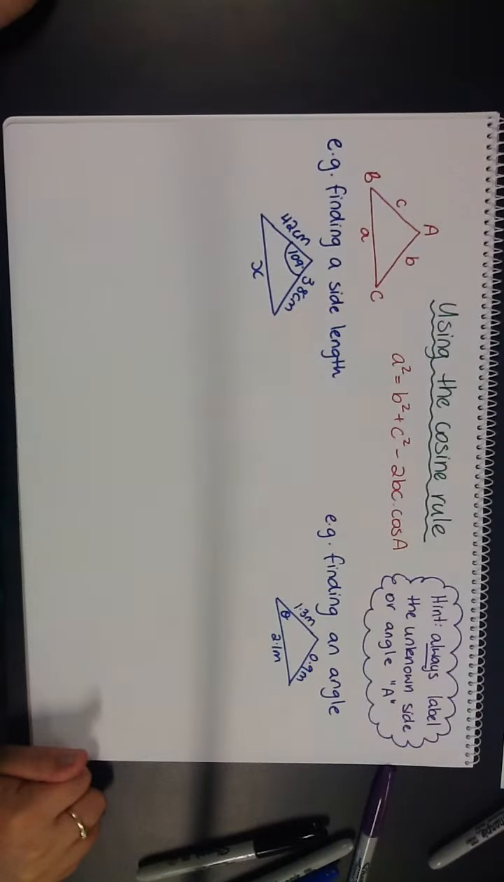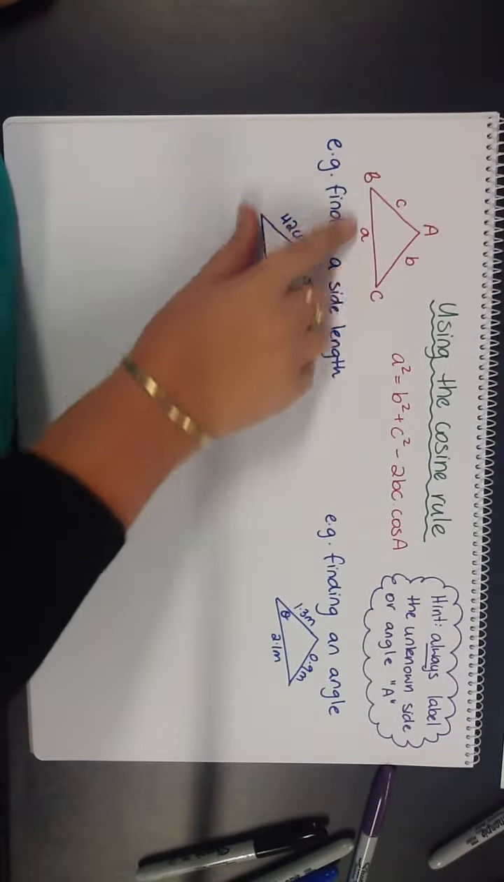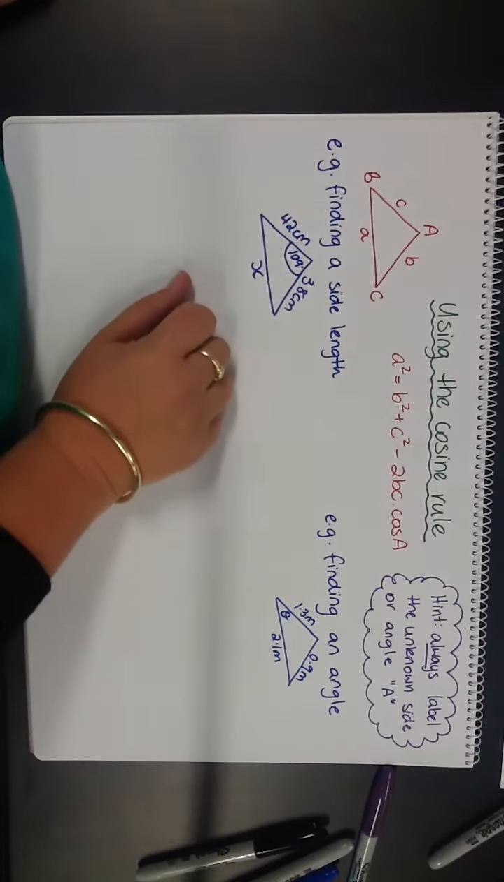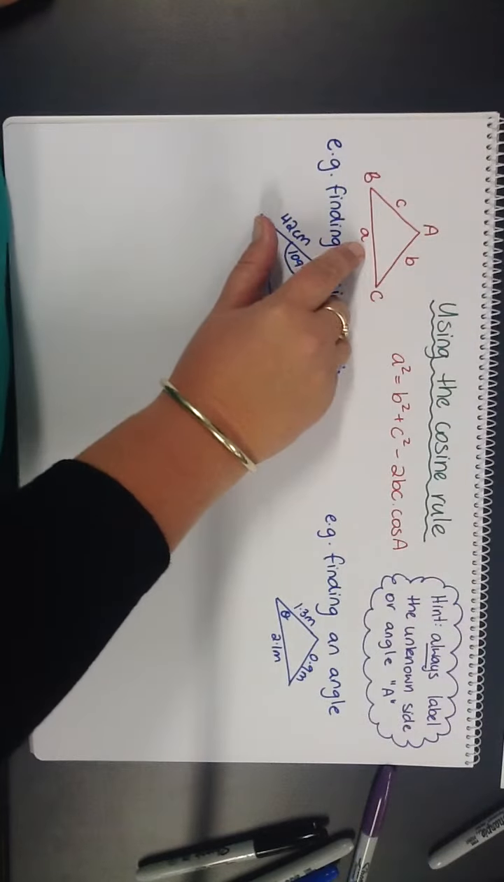This video is about how to use the cosine rule for non-right angle triangles to find either a side length or an angle. So you'll notice at the top that I've drawn a diagram of how we label non-right angle triangles. Opposite sides and angles are labelled with the same letter. Capital letters for angles, lowercase letters for side lengths.